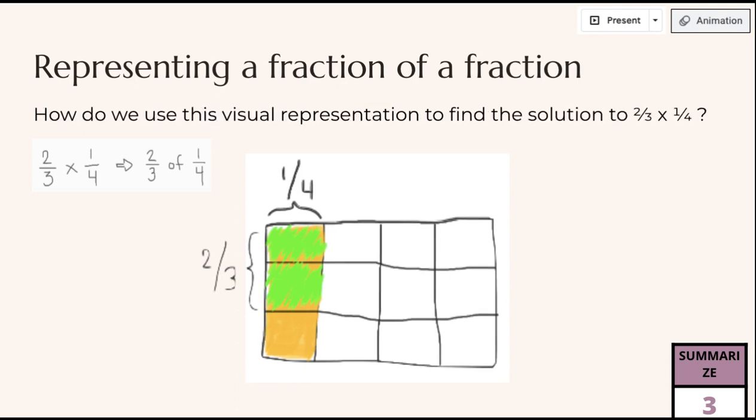So this visual representation, or this area model, helps us to find the solution of 2/3 times 1/4 by showing us that 2/3 of 1/4 is 2 out of 12 pieces total.